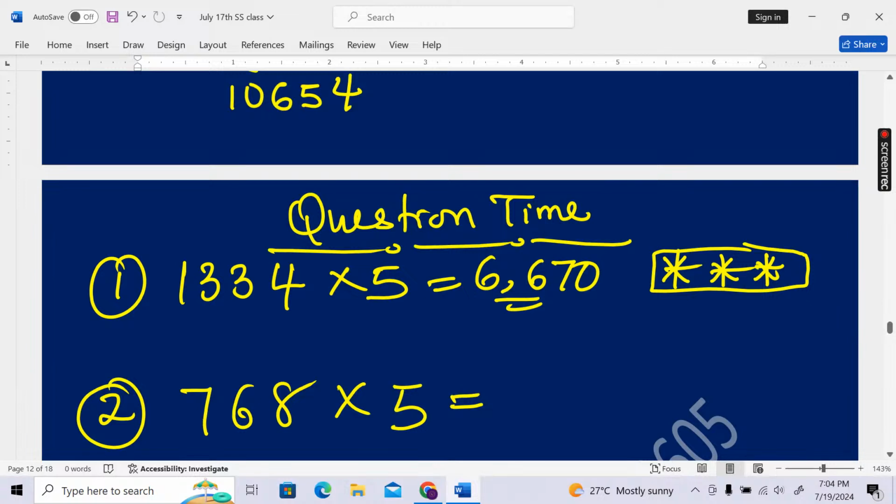Let's see the students with the fastest fingers. Okay. Divide the number by 2. Write down your answer and write 0 beside it.